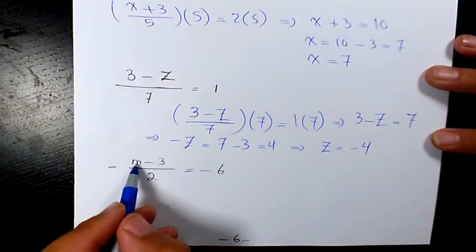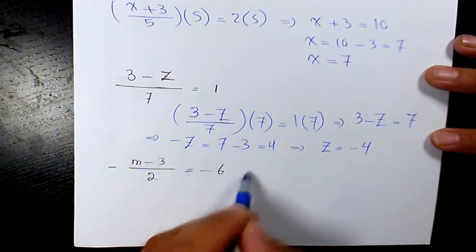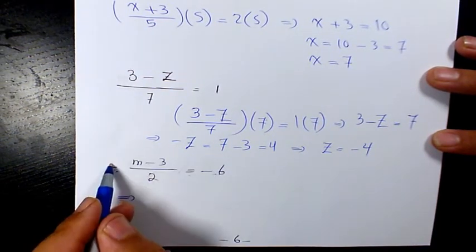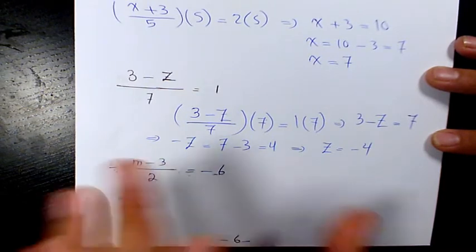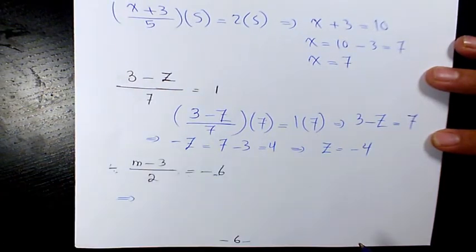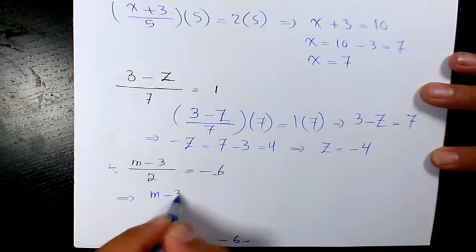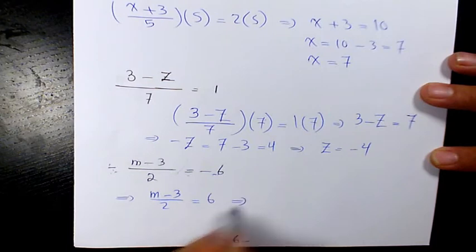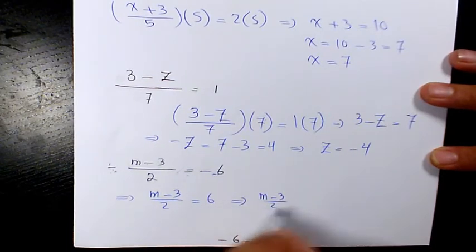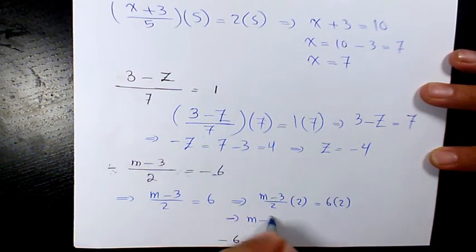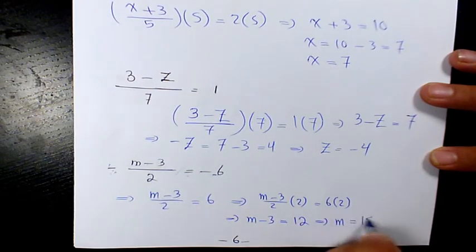Negative m minus 3 divided by 2 equals to negative 6. So since both of them are negative, the whole part on the left hand side is negative and the right hand side is negative, we better cancel negatives right from the beginning. That's going to make it easier. So we have m minus 3 divided by 2 equals to 6. And what else do I need to do? I need to multiply both sides by 2. So we have m minus 3 divided by 2 times 2. We have 6 times 2. So we have m minus 3 equals to 12. So we have m equals to 12 plus 3, which is going to be 15.